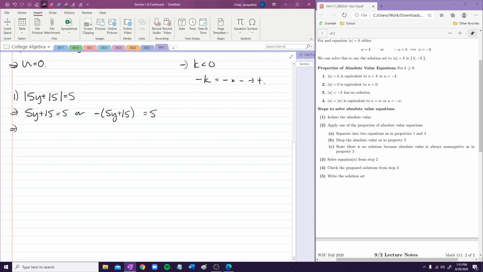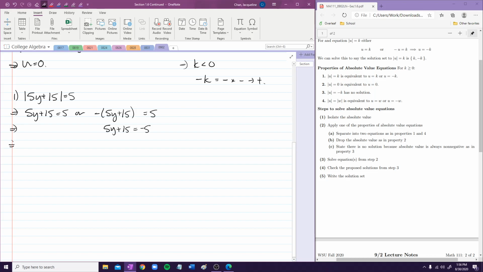Because when we do that, if I just look at the second equation, if I divide negative 1 from both sides, I'm left with 5y plus 15 is equal to negative 5. So you will still get to this result, but you just take another step. But this is where it comes from.